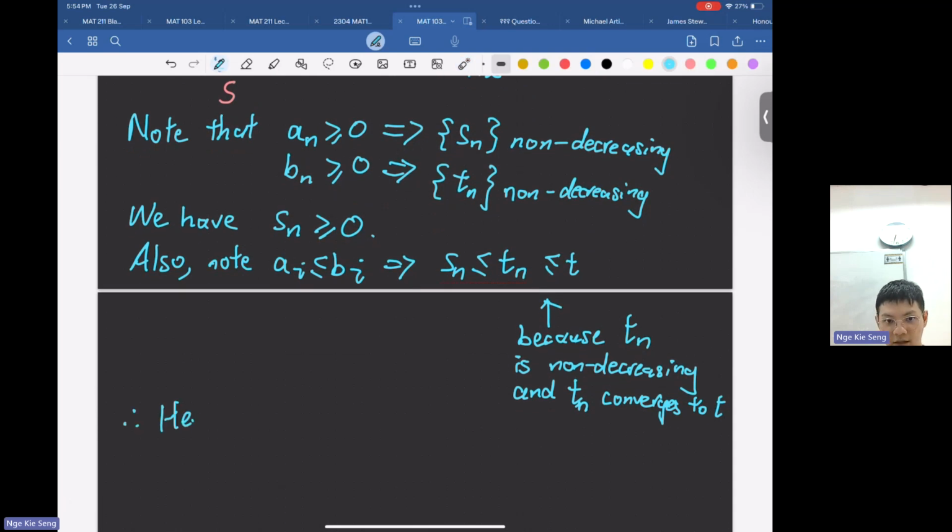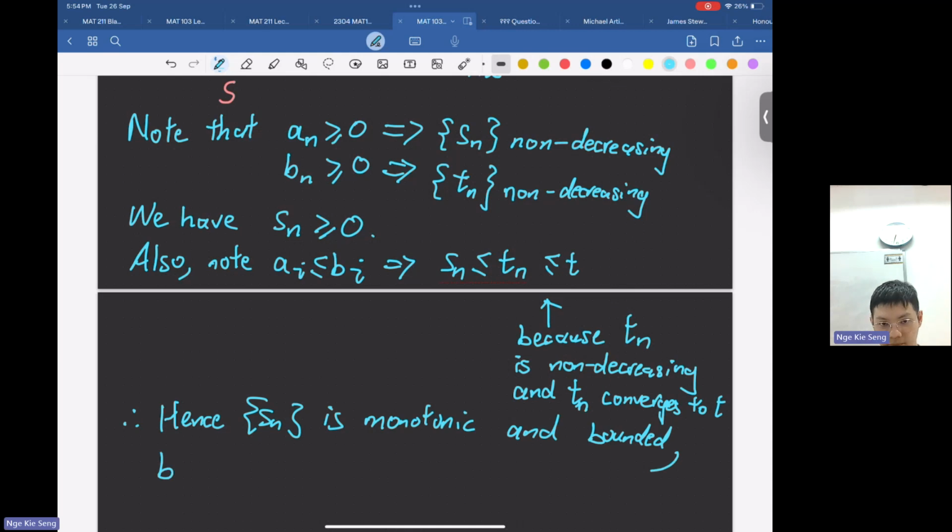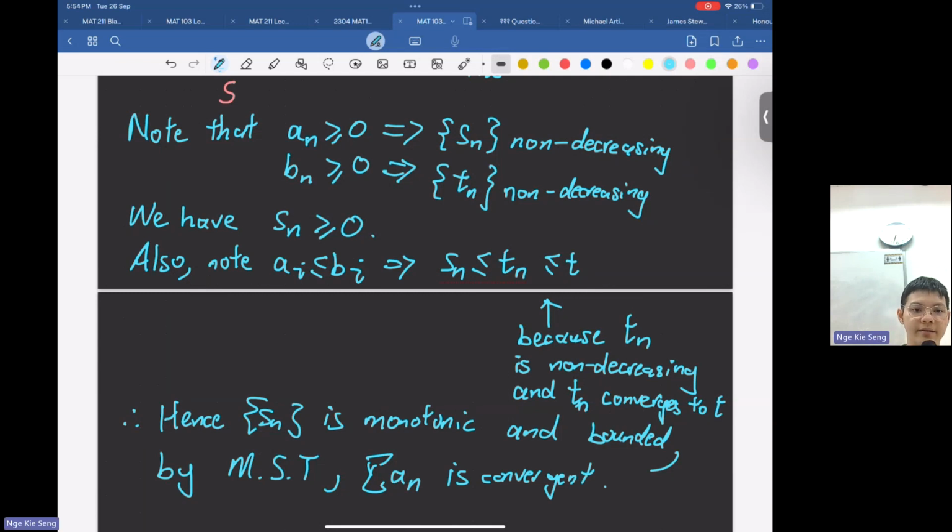So hence Sn is monotonic and bounded. So by the monotonic sequence theorem, An is convergent. Okay. Okay or not?